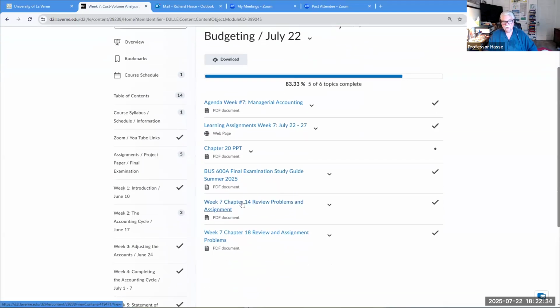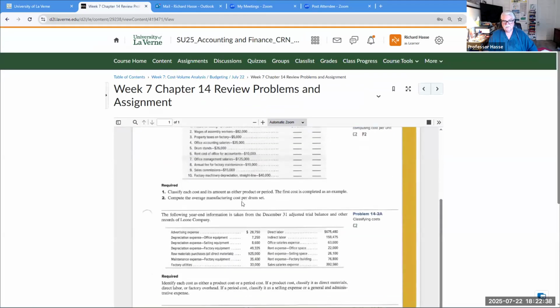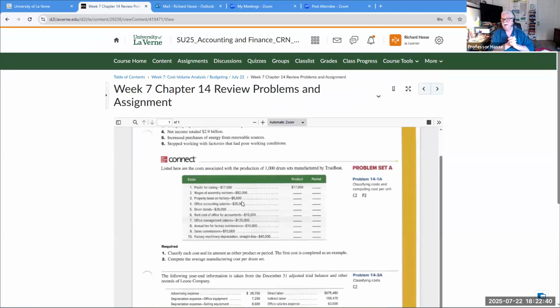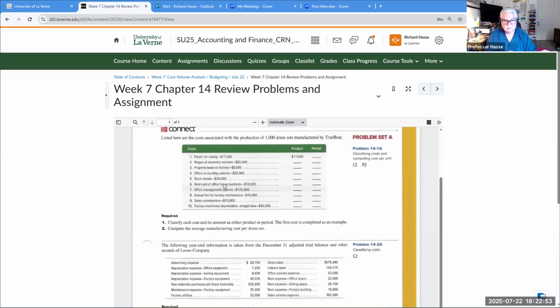All right, so let's take a look at this problem from chapter 14 that gives a good idea of what costs are. Here's the problem on page 567 of your text. And this is also in week 6 of our file on our D2L website. Listed here are the costs associated with production of 1,000 drum sets manufactured by a company.